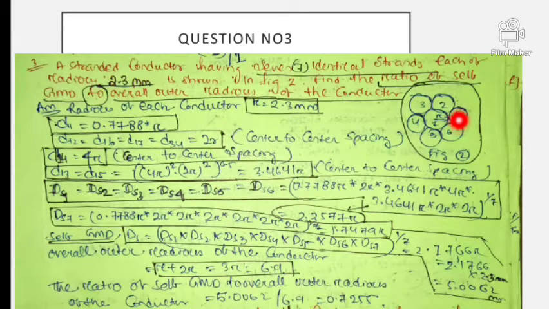From conductor 1 that is r radius, for conductor 2 r radius, so adding both the radius then you will form 2r, like that for all these conductors from center to center spacing. D24 is equal to 4r, D13, D15 that is equal to this. You have to solve this by applying the Pythagoras theorem here, then you will get this term that is equal to 3.4641 r.